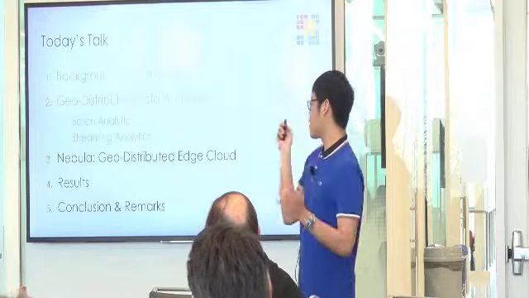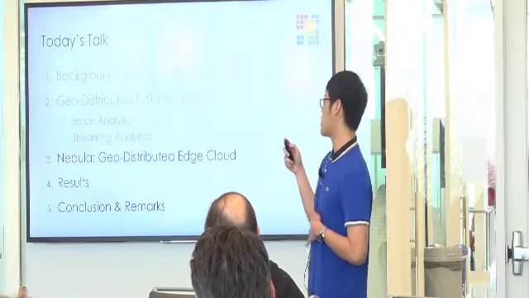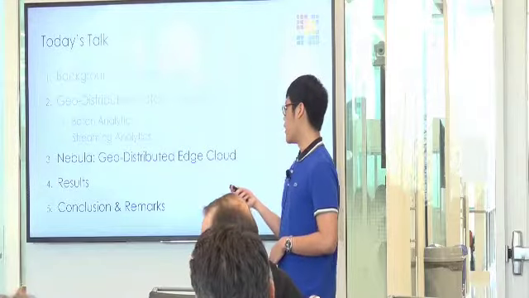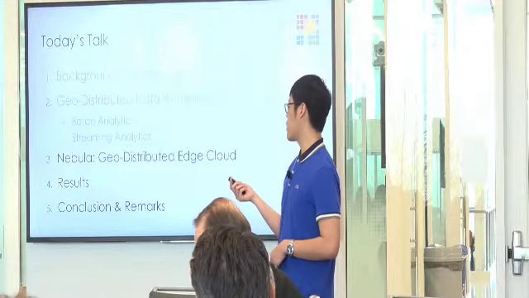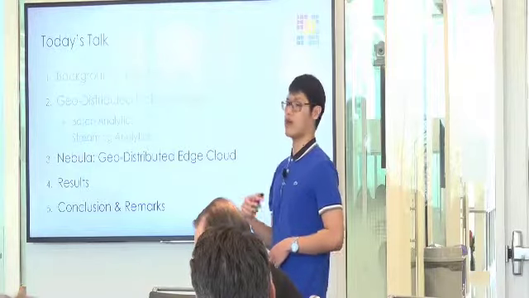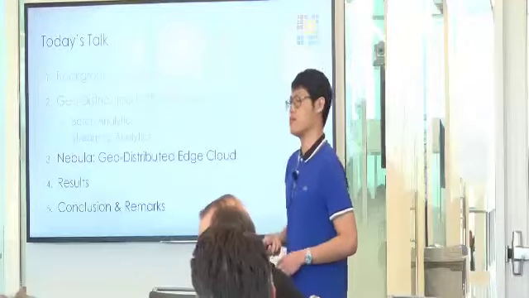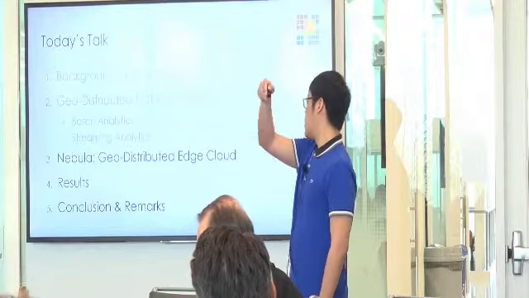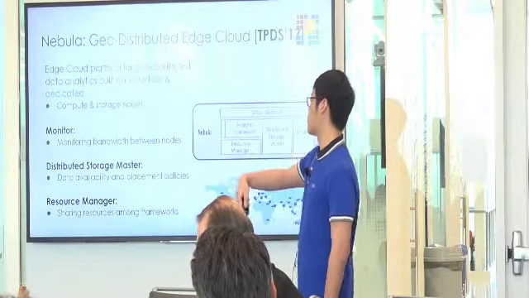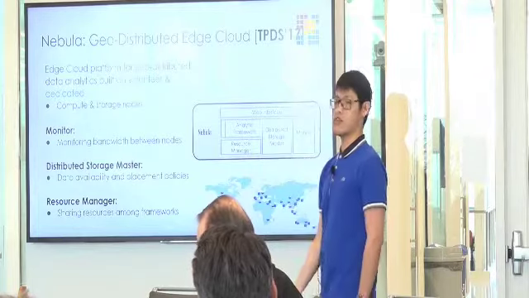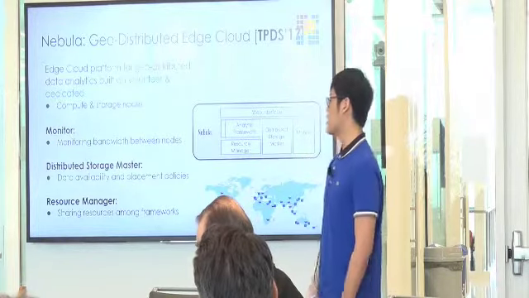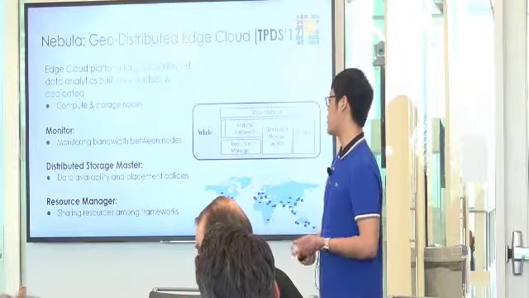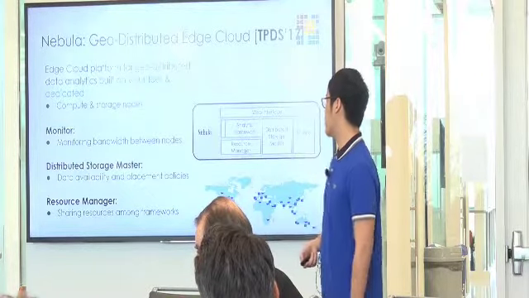So this is just a brief discussion on data analytics in wide area environments. In the next slide, I'm going to talk about one of the edge cloud systems that we have developed at the University of Minnesota, which we call Nebula. Nebula is an edge cloud system for geo-distributed data analytics, and we currently use a combination of both volunteer and dedicated nodes for the compute and the storage nodes.